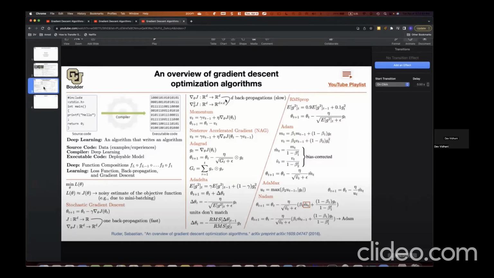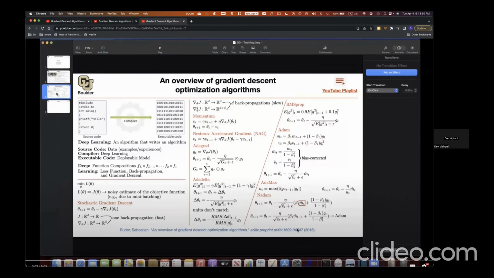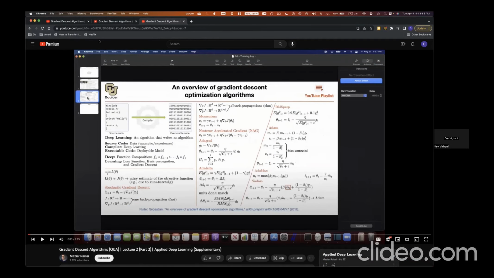Right. So that's an overview of gradient descent optimization algorithms all in one page. And more than being on one page, I think it's the description that this presenter, Mazier Raisi, goes through. He has a playlist of around 600 videos, which are his lectures, divided into 600 short lectures. And what I'll do is I'll jump to the point where he starts talking about the different gradient descents, especially momentum onwards. It will probably be 10 minutes.